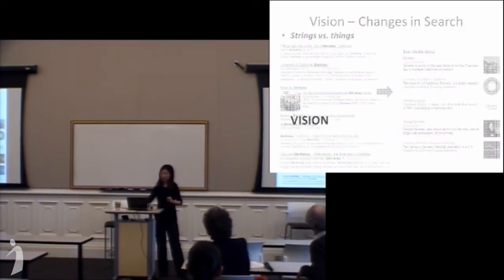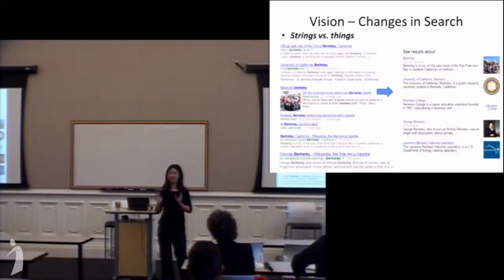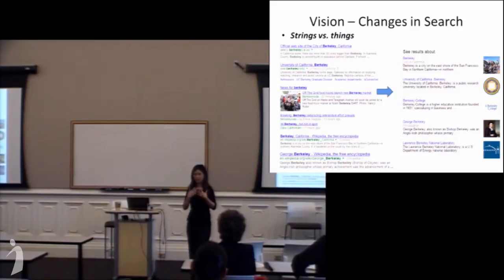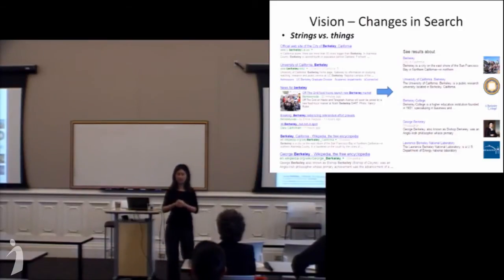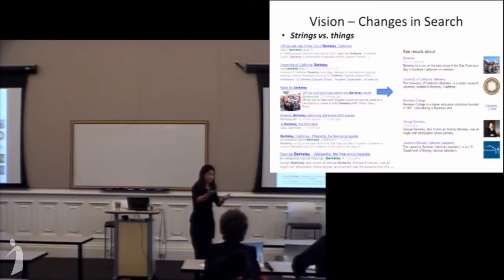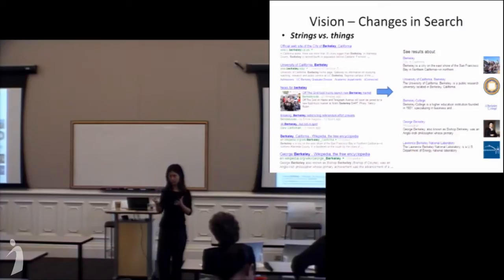First of all, I think one of the biggest problems in the big data era is how people and computers deal with information. Computers tend to deal with information as strings, but humans tend to deal with information as things. For instance, if I search Berkeley, I will think of Berkeley as a university, right? Or maybe some of you search for George Berkeley as a philosopher, or Berkeley as a city. So when we search, we already have something in our mind that we want to search.